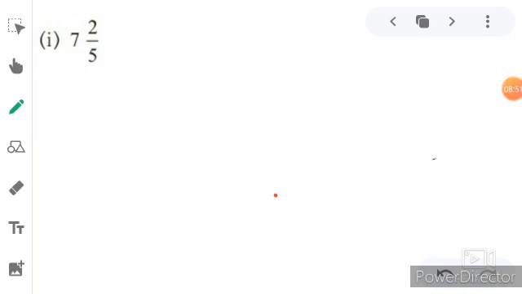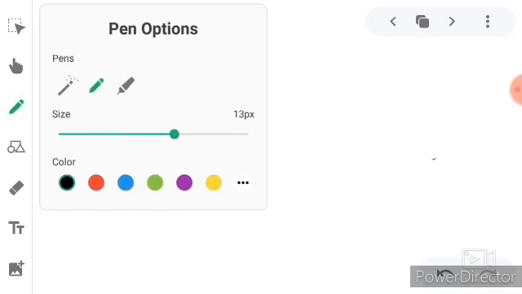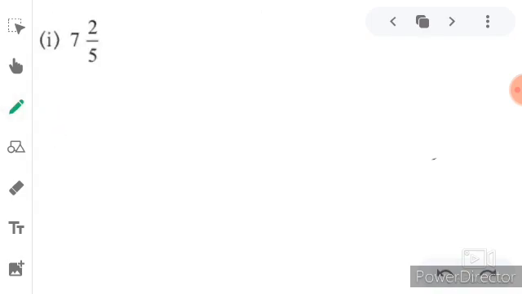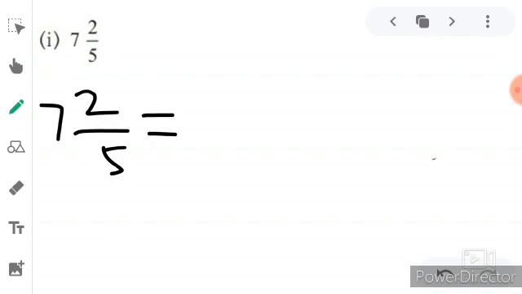So here is the example. Students, 7 whole number 2 upon 5. So what is the first step? The first step is to write the number as it is, that is 7. Okay, we will take a black pen. 7 2 upon 5 as it is. Then give the equal sign. Then first put the plus sign between them.